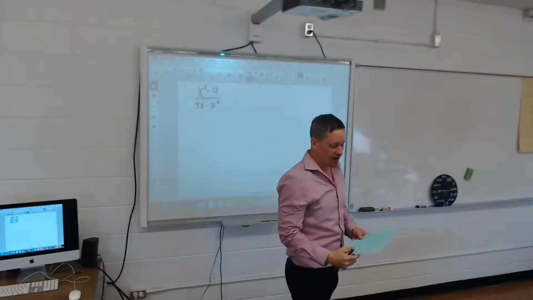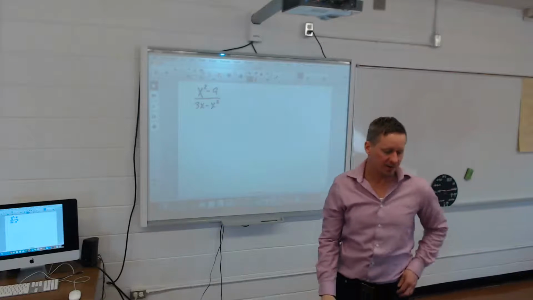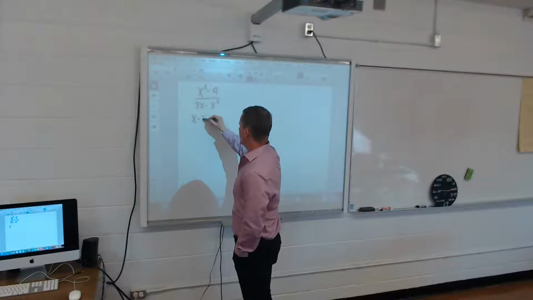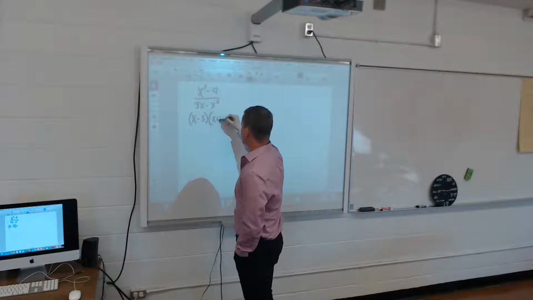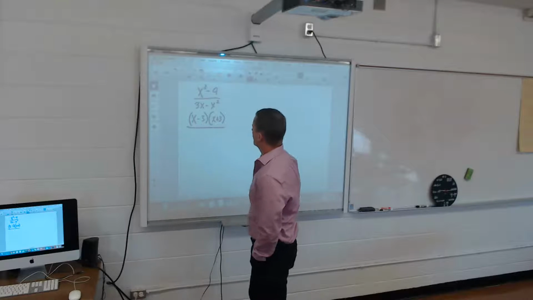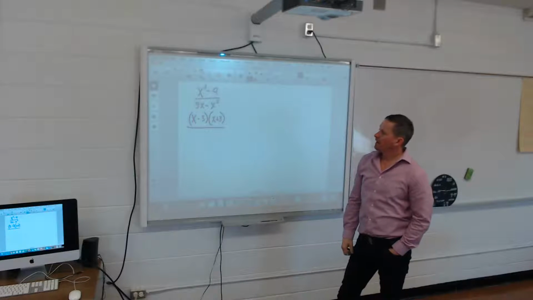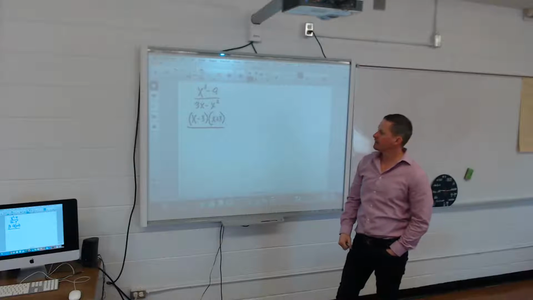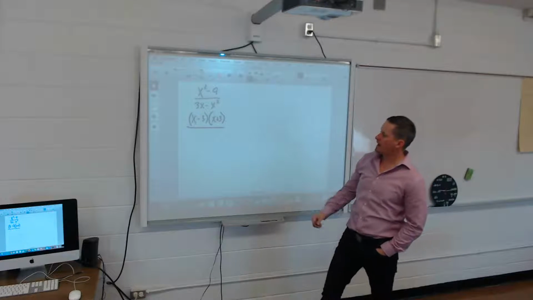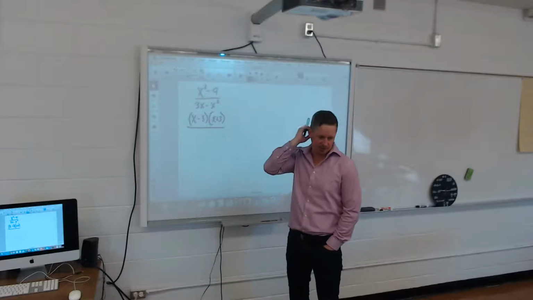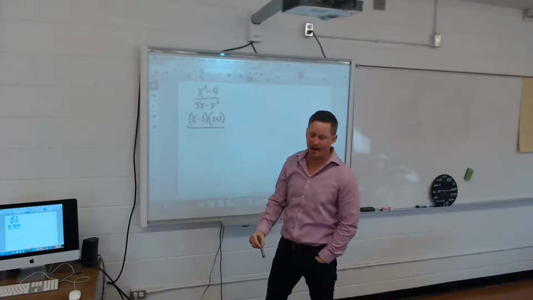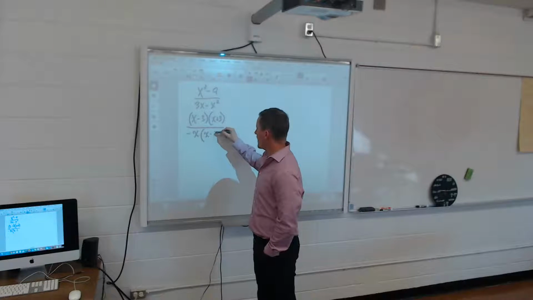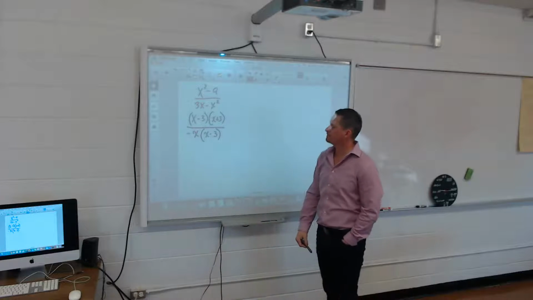All right, simplify each rational expression, express it in lowest terms. So x squared minus 9 over x, minus 3x plus 3. On the bottom, if I take an x out, it's going to leave me with 3 minus x. So again, it is not the same as x minus 3. So I'm going to factor out a negative x. That leaves me with x minus 3 on the bottom as well.